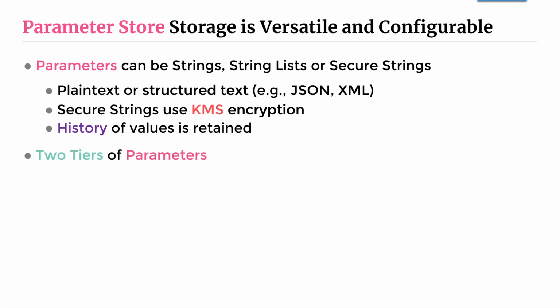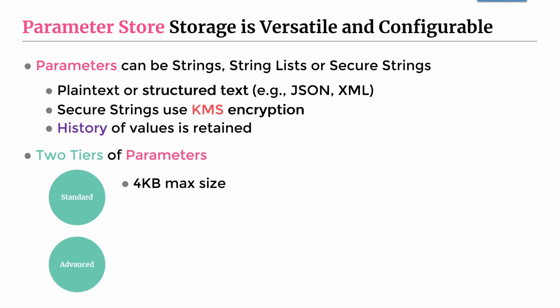Now, there are two different tiers of parameters that you can choose from when you are creating your parameter. The first one is standard, and the second one is advanced. So let's talk about standard first. With the standard tier, you have a 4 kilobyte max size for every entry that you put into Parameter Store, and you are not able to use parameter policies.